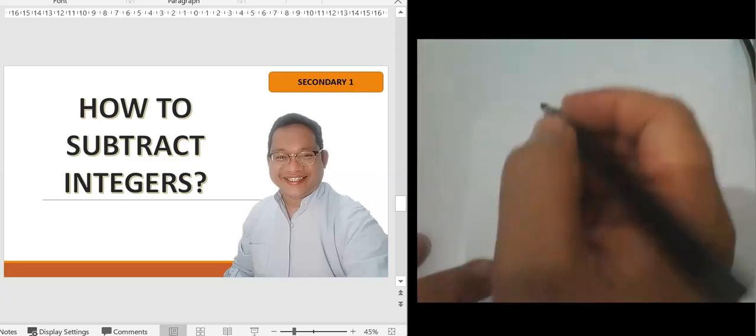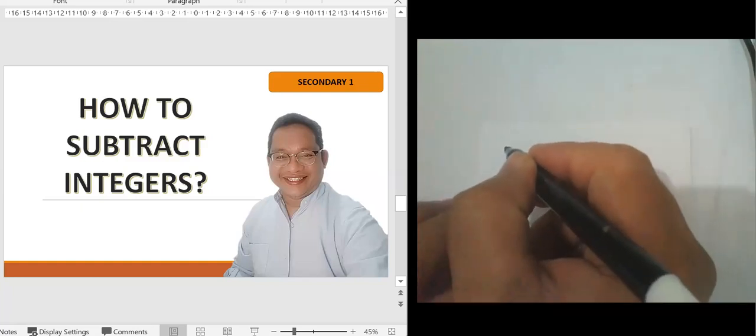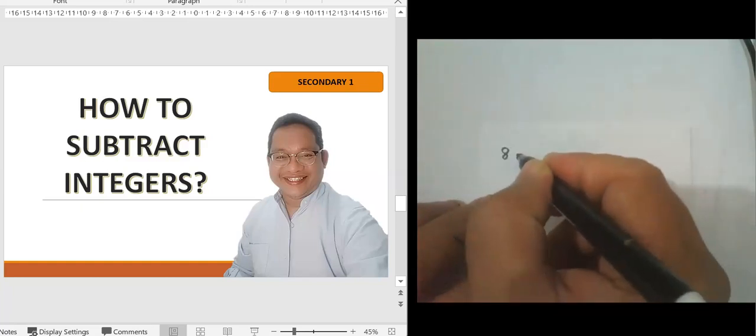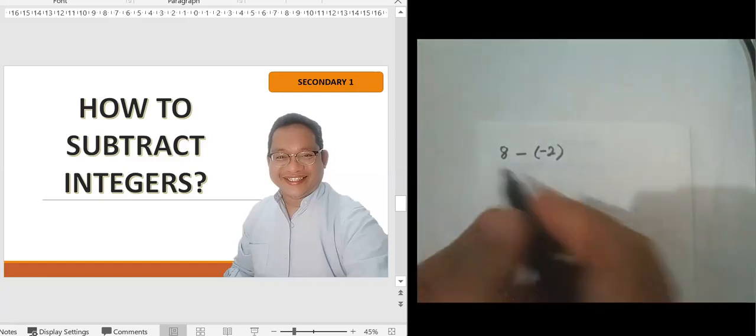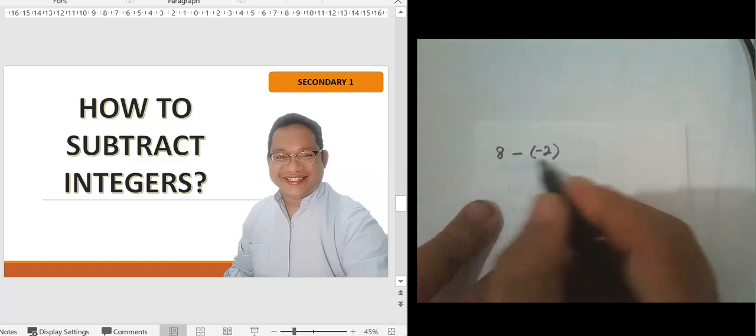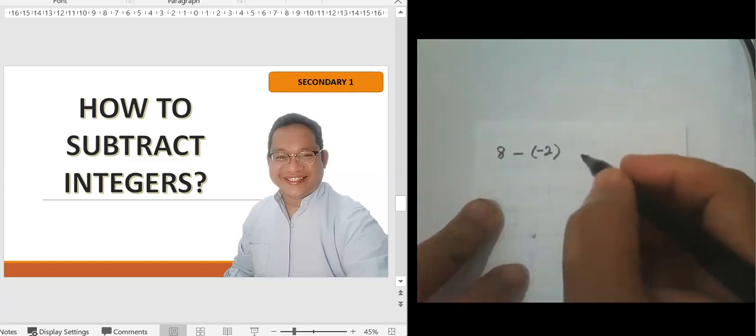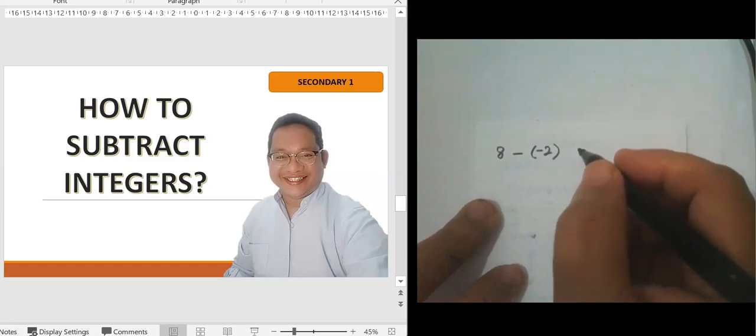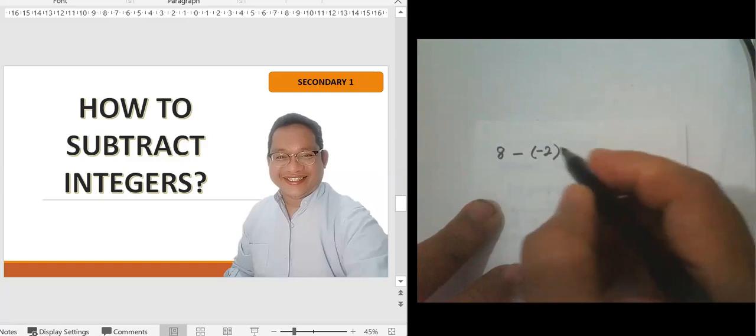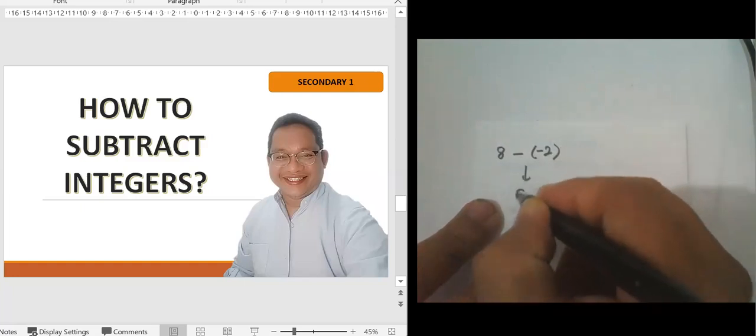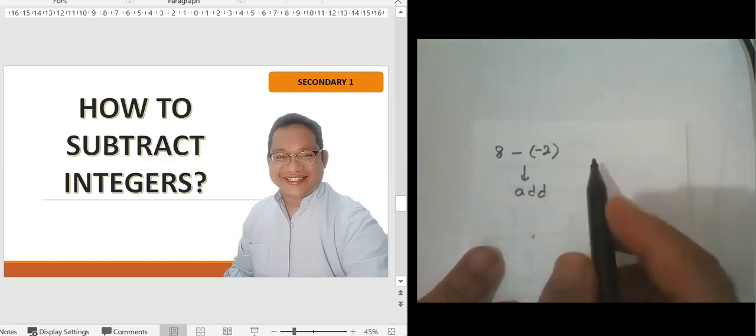So let's say, for example, that you have 8 minus -2. All right, so 8 minus -2. What we're going to do is change this one into addition. Oops, you have heard it right. All the subtraction questions, you need to change to addition questions. How are you going to change it to addition?